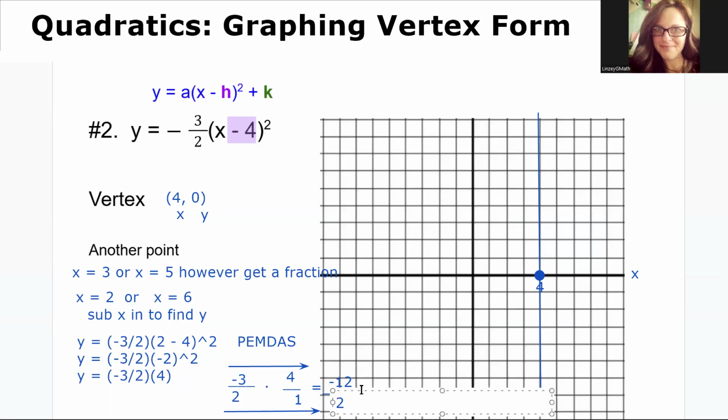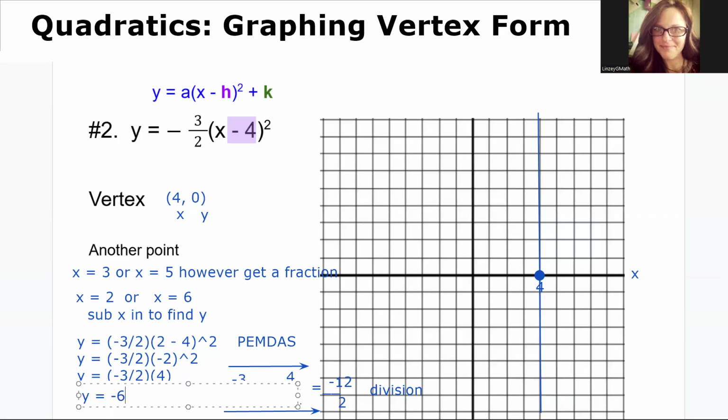And then a fraction is division. So divide. Negative 12 divided by 2, we get negative 6. You can also use a calculator. Just make sure to put parentheses around your fractions. We substituted 2 into our quadratic and got negative 6 out.